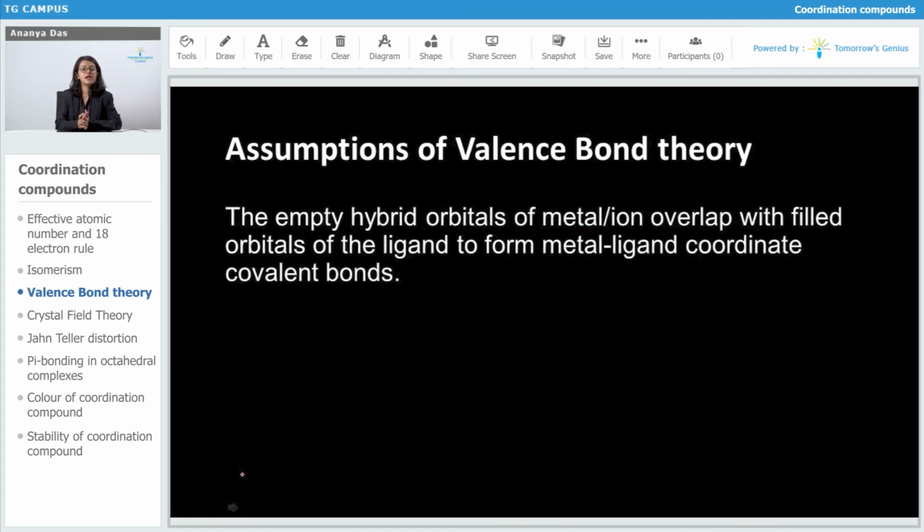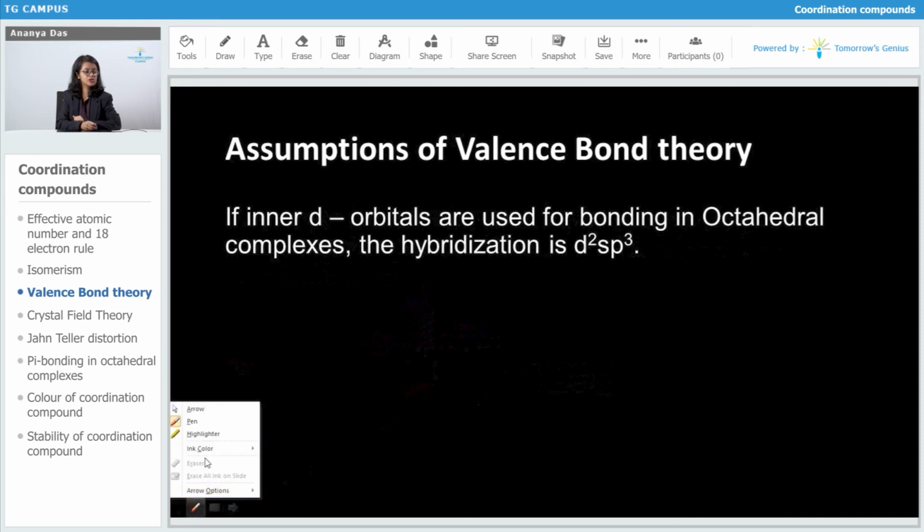The next assumption states that the empty hybrid orbitals of the metal ion or atom overlap with the filled orbitals of the ligand to form the metal-ligand coordinate or covalent bonds. Like if we talk about your metal, this is the orbital of the metal, these are the axes, and this is the orbital of the metal. Now what is happening? This empty orbital of the metal is going to overlap with a filled orbital of the ligand like this, and here a metal-ligand coordinate bond is going to get formed.